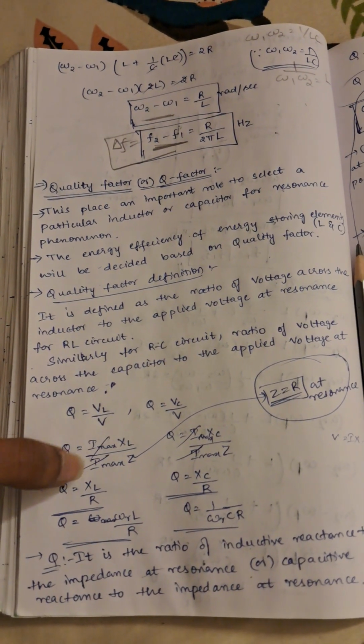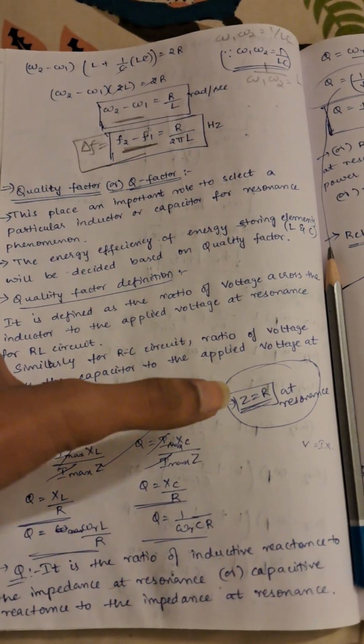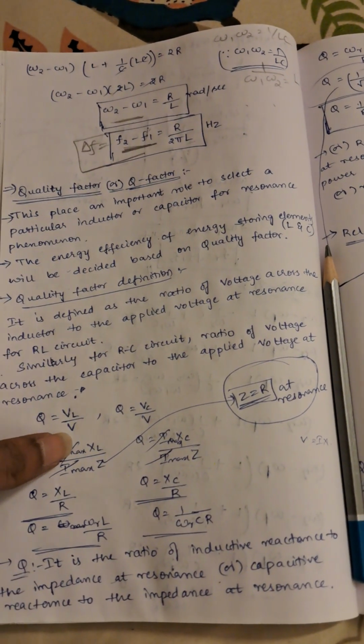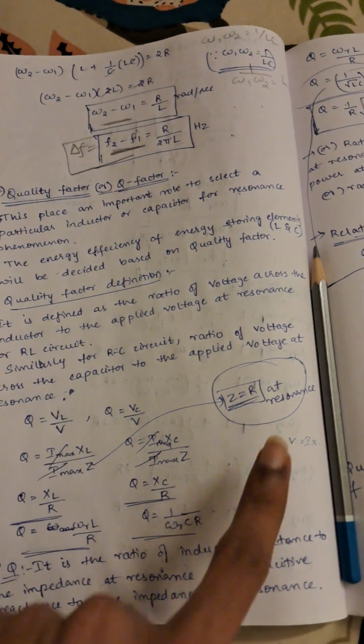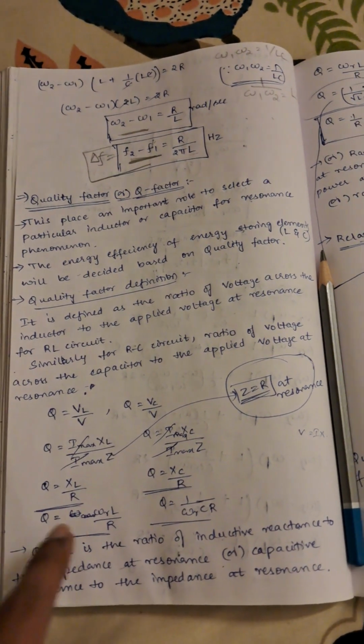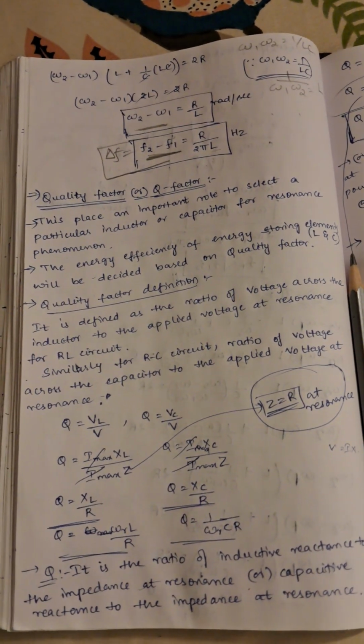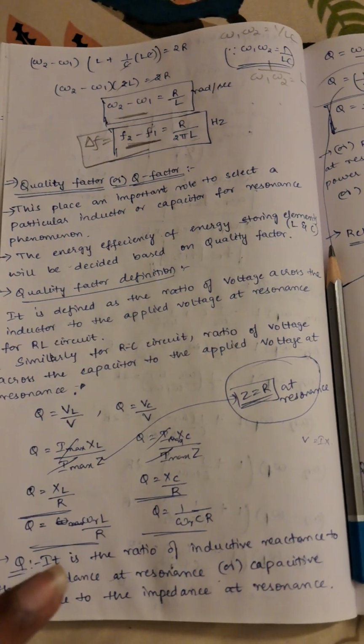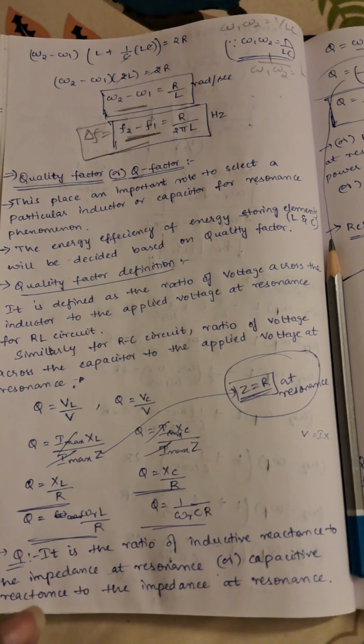VL means I max into XL by I max into Z, and Z is R because at resonance, the denominator impedance Z is equal to R. So Q is XL by R or XC by R. So Q is equal to XL, which is omega r into L, or XC, which is 1 by omega r C, divided by R.